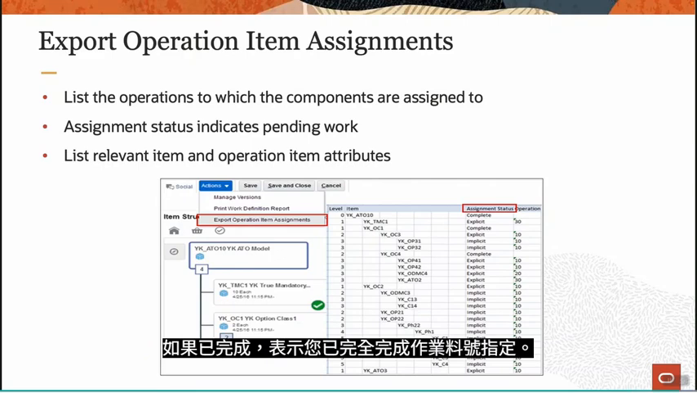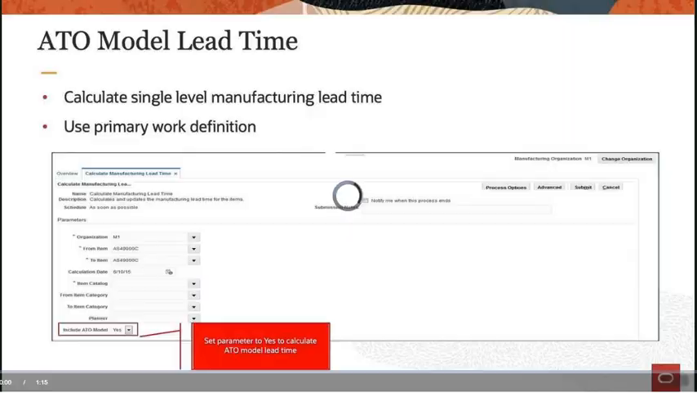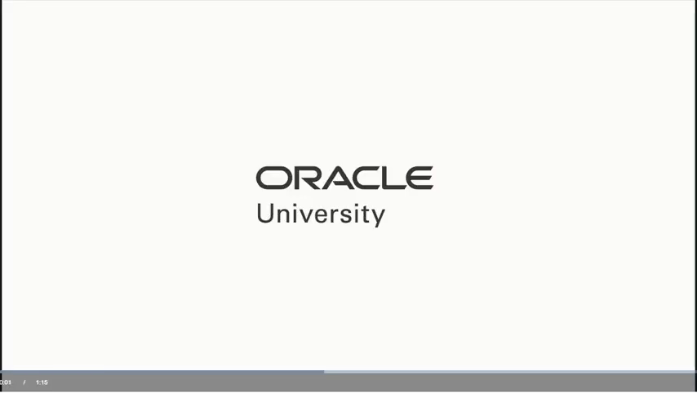In this brief topic, we discuss how to calculate manufacturing lead time for an ATO model. This screenshot shows the Calculate Manufacturing Lead Time page with the Include ATO Model option selected. After you complete the ATO model work definition, you can optionally submit the same schedule process that calculates standard item manufacturing lead times to calculate the ATO model lead time.